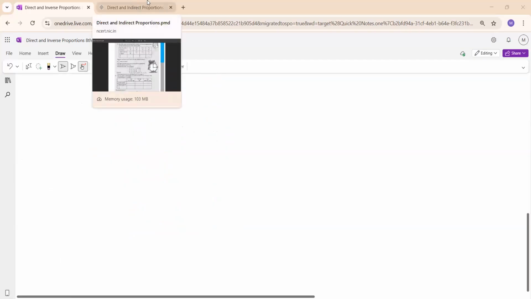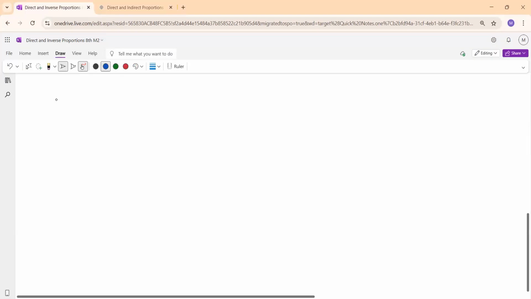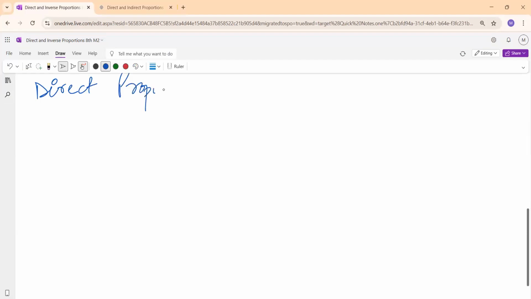Now first starting with direct proportion. This chapter is actually easy once you understand how to do it. There are only two formulas in this chapter. Learn how to apply them, and you'll be very good to go.